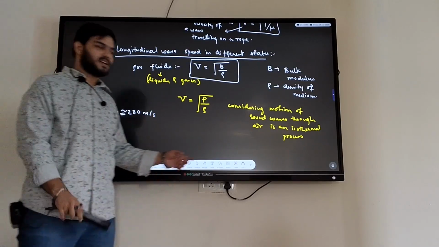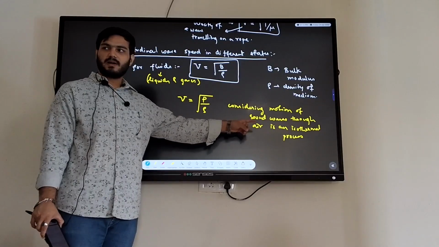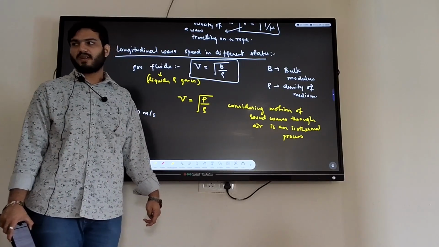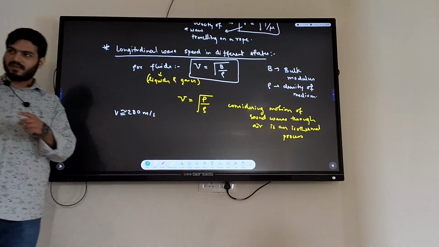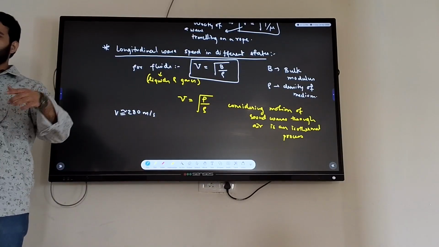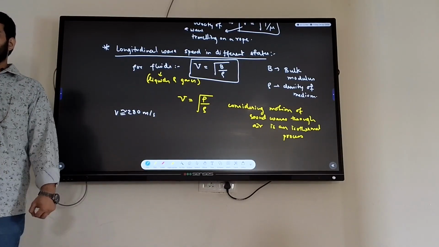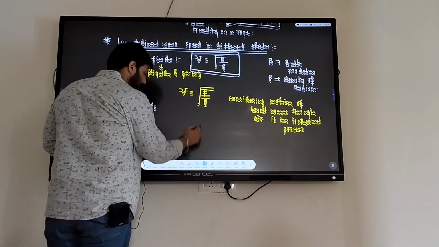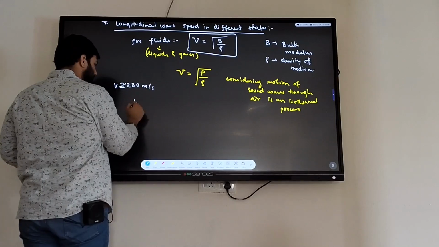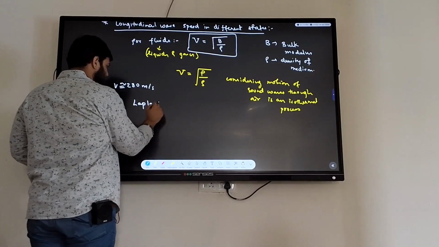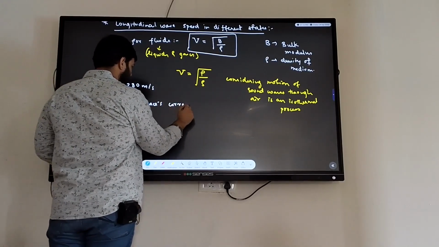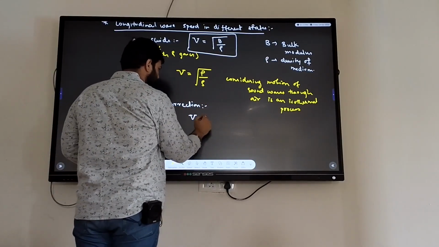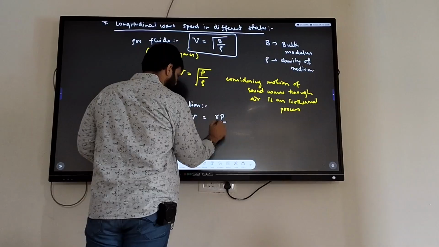All processes that are extremely slow come under the category of isothermal processes, at least in thermodynamics. And the motion of sound through air is a very fast process. So it's an adiabatic process. This is what Laplace said, and Laplace gave the correction factor. Laplace's correction is that velocity should be root of gamma P by rho.